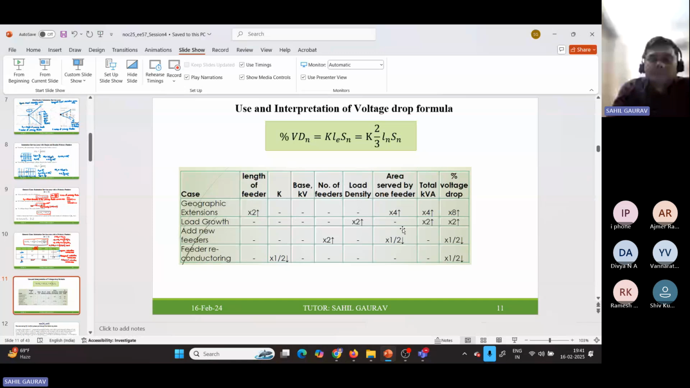And if adding new feeders makes the number of feeders twice, then the area served by one feeder will reduce by half. The percentage voltage drop will also reduce by half. Till here, any doubt? If anyone has a doubt, then you can ask. Otherwise, we will move to the assignment problems. We can move, sir. Okay.